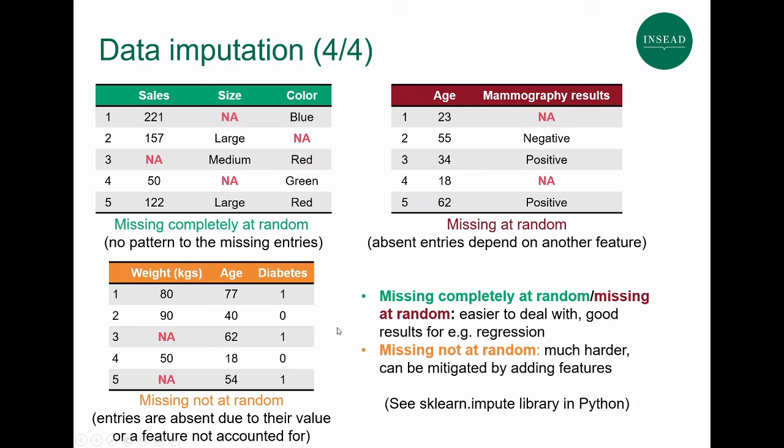So this creates differences. It's very easy to deal with missing completely at random or missing at random. In these two scenarios, for example, you get good results if you use regression or classification to replace these values. When you have missing not at random, it's much, much harder. And this is typically a scenario where you need to make sure that you're adding new features maybe, or that you're really trying to look into the reasons why that data is missing. So for all of this, I encourage you to see the sklearn.impute library in Python.